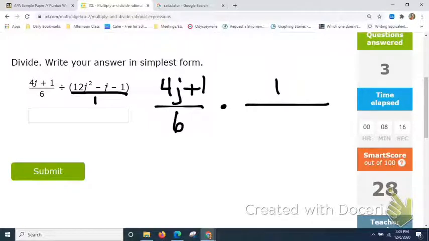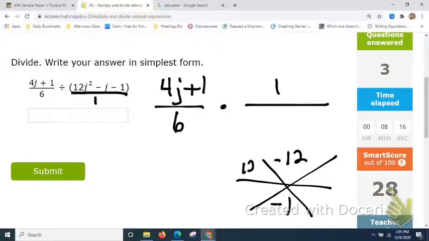So I have 12j squared minus j minus 1. This would actually be asterisk factoring, so they're going to jump right in on us. So that's negative 12, negative 1, 12j, 12j. If I want to multiply to be negative 12, one has to be plus, one minus, but when I subtract them, I have a difference of 1. Negative number's bigger, so negative 4, positive 3.